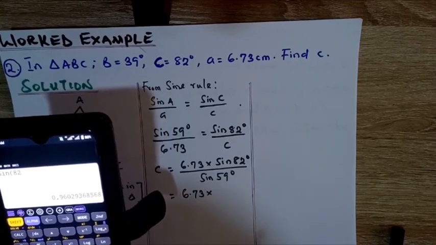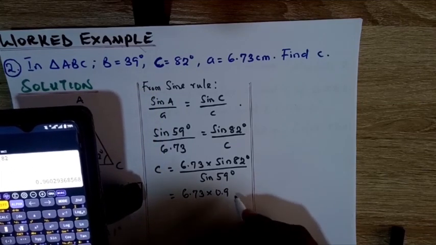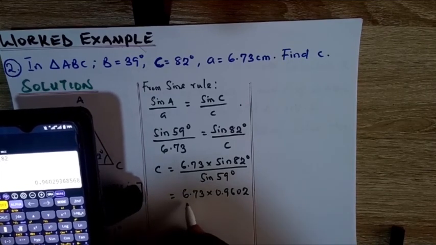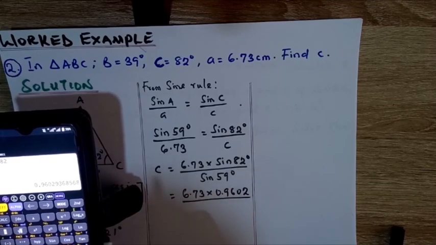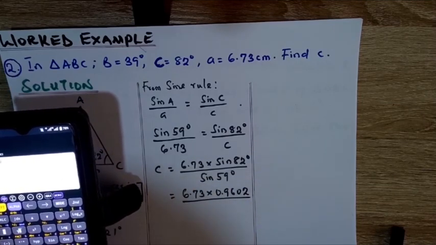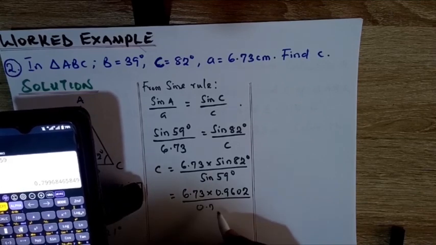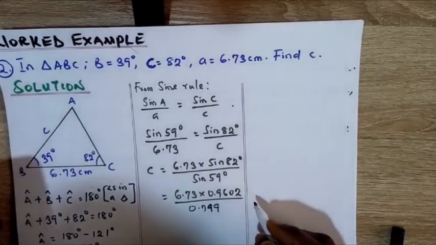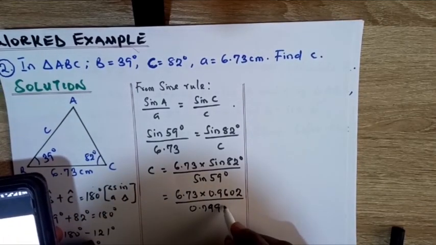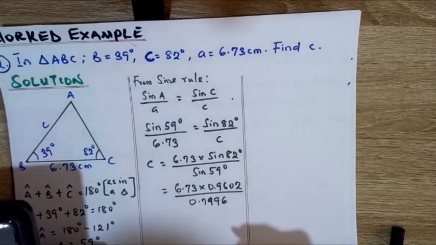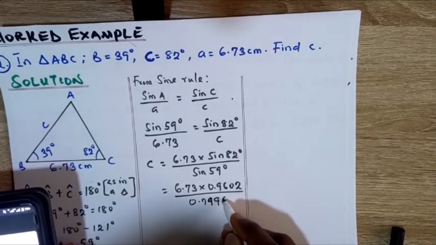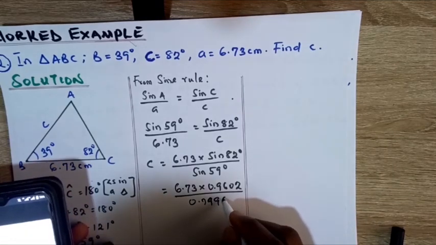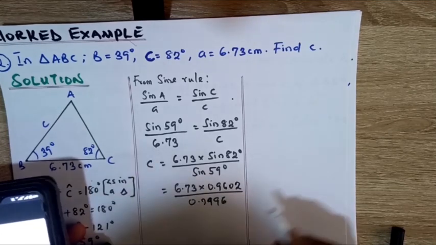sine 82 degrees as 0.9602, all divided by sine 59 degrees, which will be 0.7996. Okay, we can actually round this up to 0.7997. Okay, let's round it off, or let's just leave it that way.